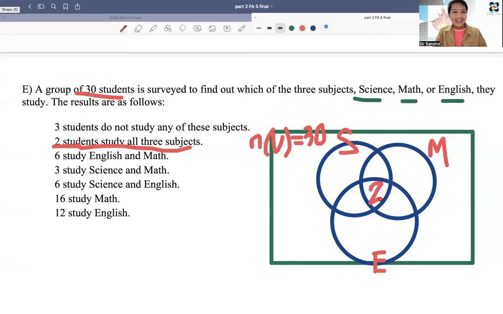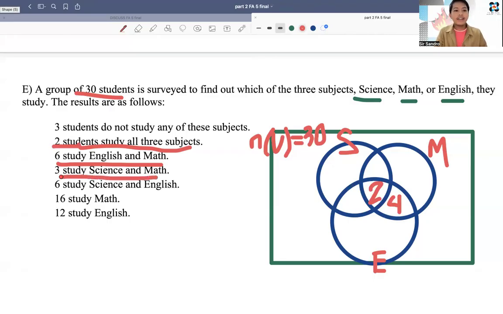All right? And then 6 study English and math. It didn't say only, so we have to interpret that English and math is an intersection. So English and math, this one. It says 6. So we already have 2 in the middle. How many are English and math only? That is 4. 2 plus 4, that is 6.